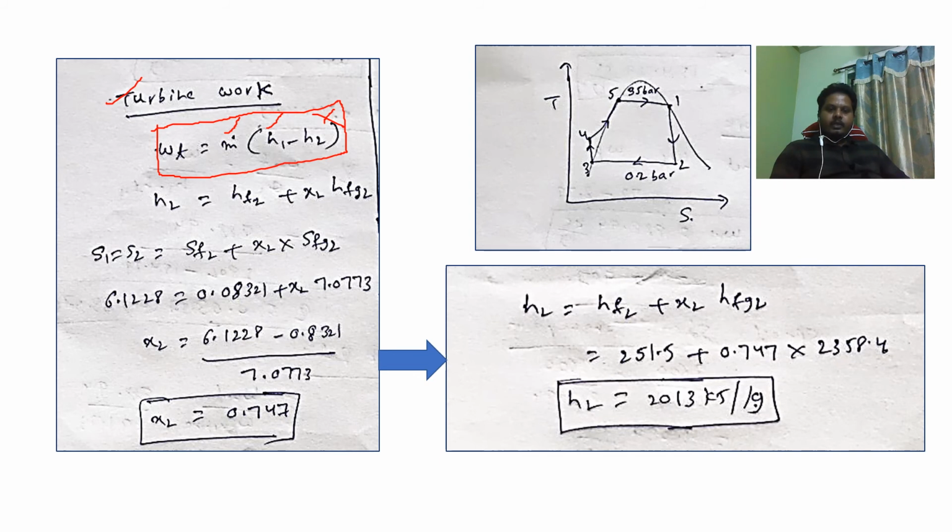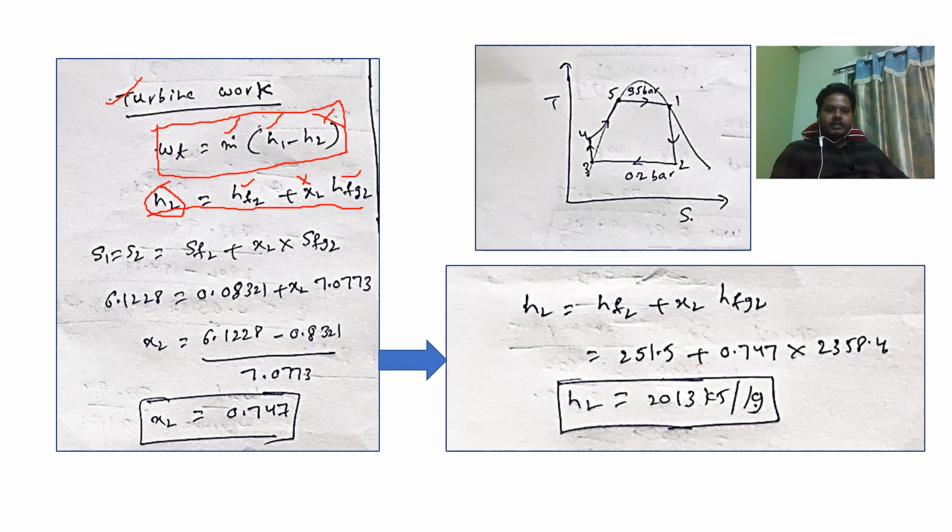So we can write h2 equals hf2 plus x2 into hfg2. Here we know the values of hf2 and hfg2, which we have taken from the steam table, but we don't know the value of x2. Once we know the x2 value, we can find the h2 value.